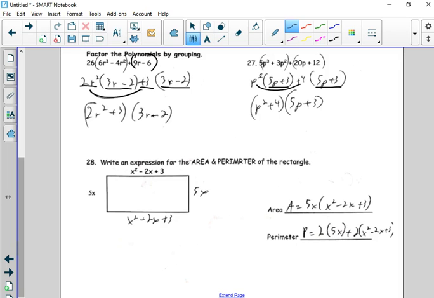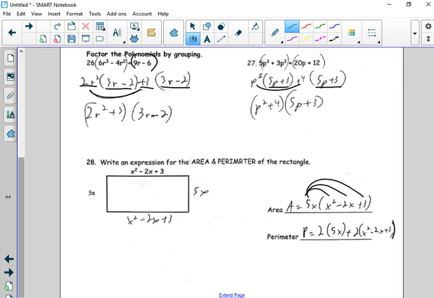All you had to do was write the expression for area, length times width, 5x times x squared plus 2x plus 3. Now, if you did it, here's what you would have gotten. 5x cubed minus 10x squared plus 15x. And then perimeter, I think I cut off a little bit, just parentheses. Perimeter is 2 times the length plus 2 times the width. So it's just 2 times 5x plus 2 times x squared minus 2x plus 3.